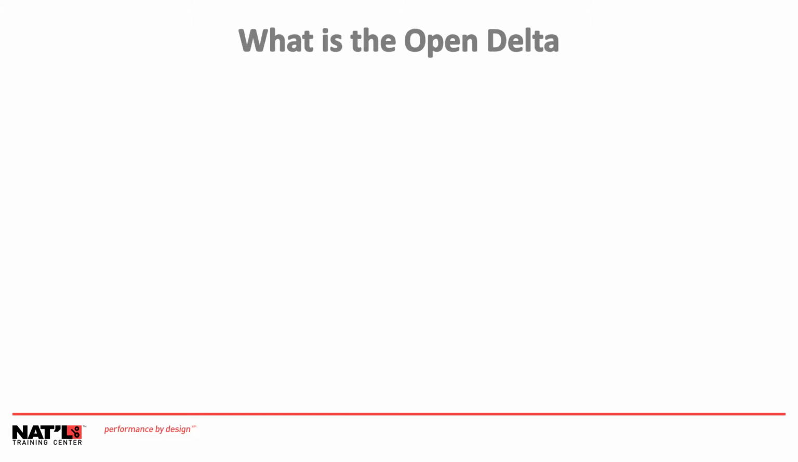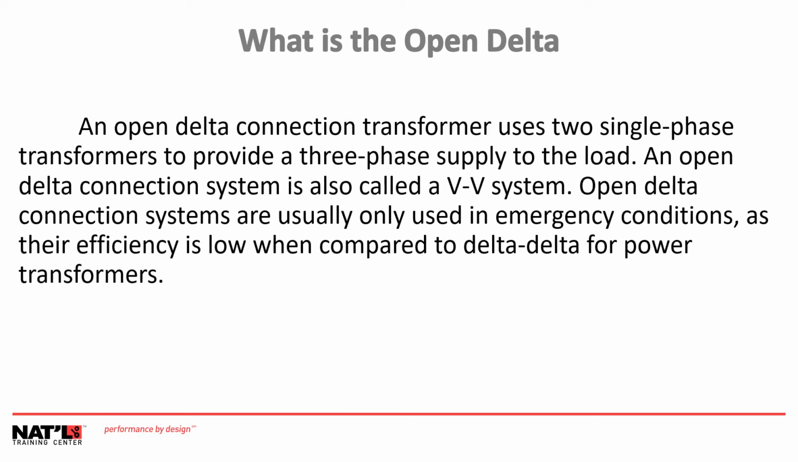So what is the open delta? Let's start with the fact that the open delta connection transformer uses two single-phase transformers to provide a three-phase supply to the load. An open delta connection system is also called a VV system, or open delta. The open delta connection systems are usually only used in emergency conditions as their efficiency is low when compared to a delta-delta for power transformers.